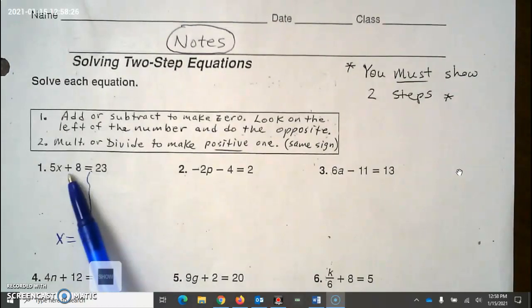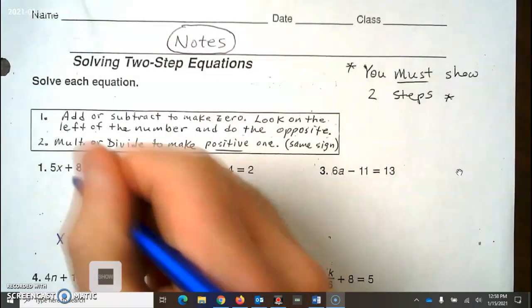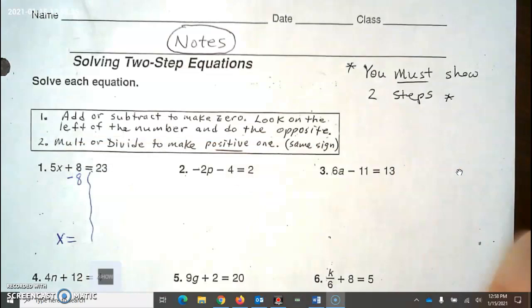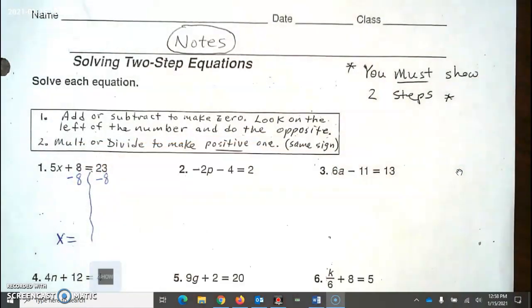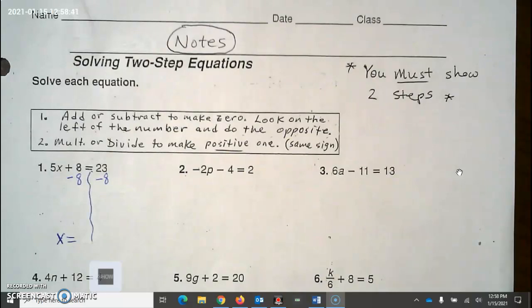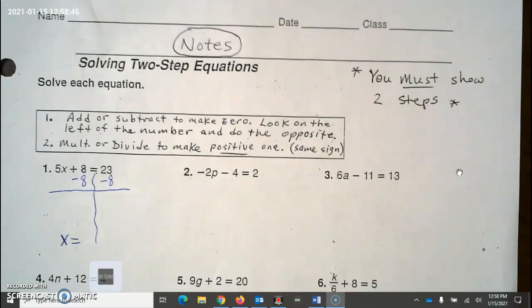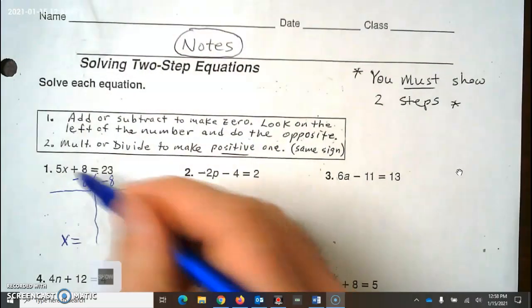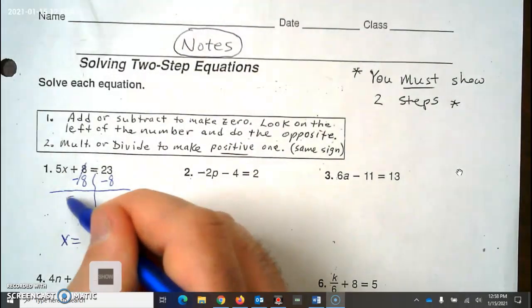I always cancel this number first. So I look on the left and I see positive 8. So to cancel that, I do the opposite. I will do minus 8. And since it's an equal sign, an equation, whatever you do on one side, you have to do on the other side. So I'm showing my work. I draw a line across here because I'm subtracting up and down. So 8 minus 8 is 0. So basically, the 8's are gone over there.